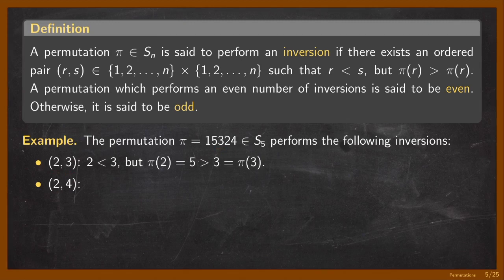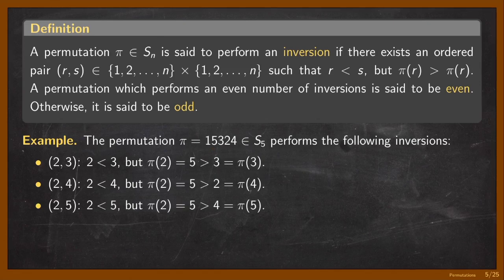Also, 2, 4 is an inversion. How do we say so? Because 2 is less than 4, but the image of 2 is 5, and that's greater than 2, which is the image of 4. 2, 5 is also an inversion, as well as 3, 4. Remember that you can always pause and rewind if you find that the discussion is quite fast. In this particular example, one can verify that these are the only inversions the permutation pi performs.